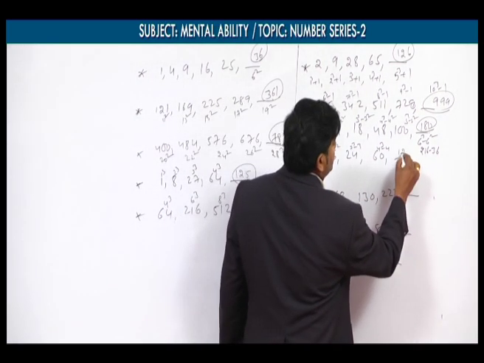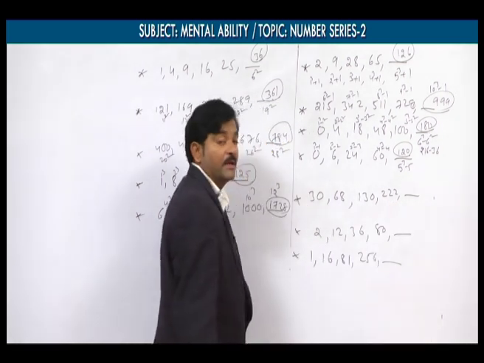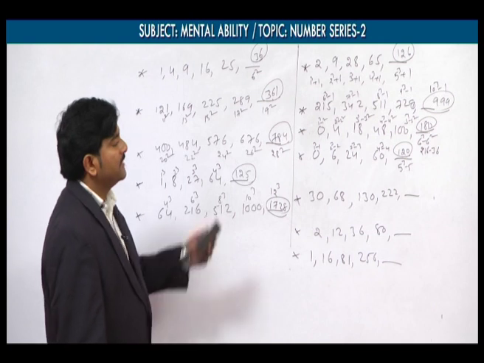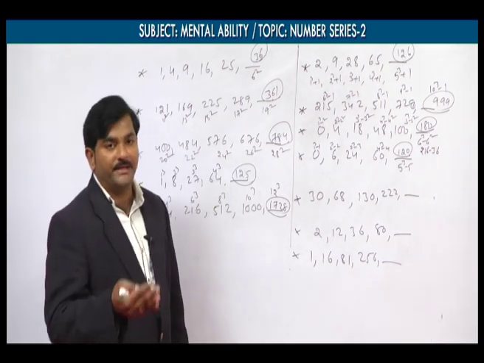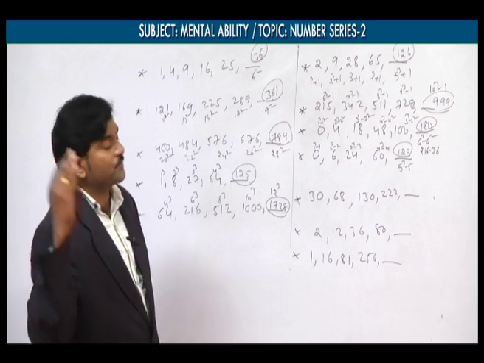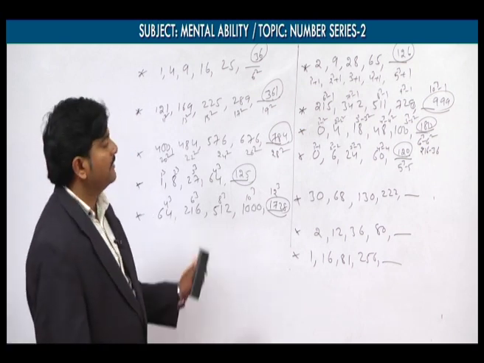125 minus 5, how much are you getting? 120. Hence the answer is 120. I hope you understood this model also. This is the example for what? n cube minus 1, n cube minus 2, n cube minus 3 and so on. This is the example for that.